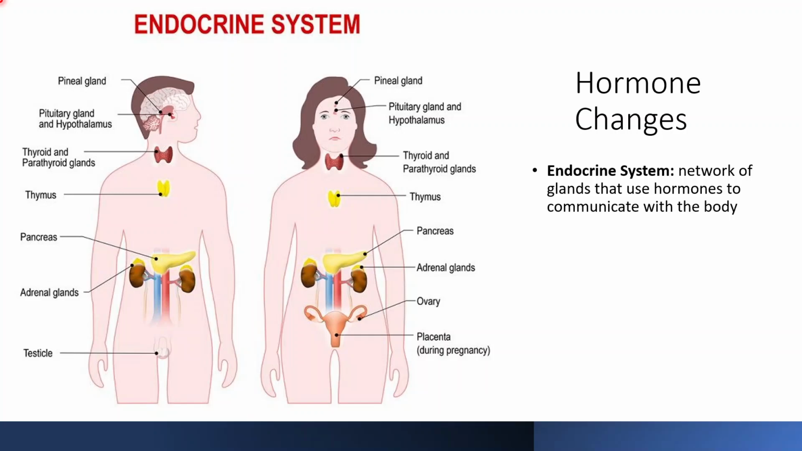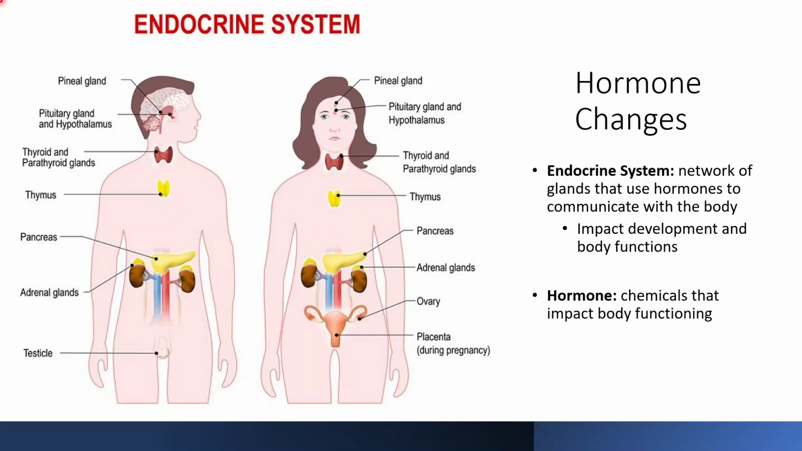The endocrine system, if you're unfamiliar with it, controls hormones in our body. Because of this, many of the changes we see while we're going through puberty can be traced back to the endocrine system. The endocrine system is a network of glands, as you can see outlined in this image, that use hormones to communicate with the body. This communication starts in the brain and tells the rest of the body what to do. We know that the endocrine system plays a big role in development and body functions, and again, uses these chemicals in order to cause those changes.